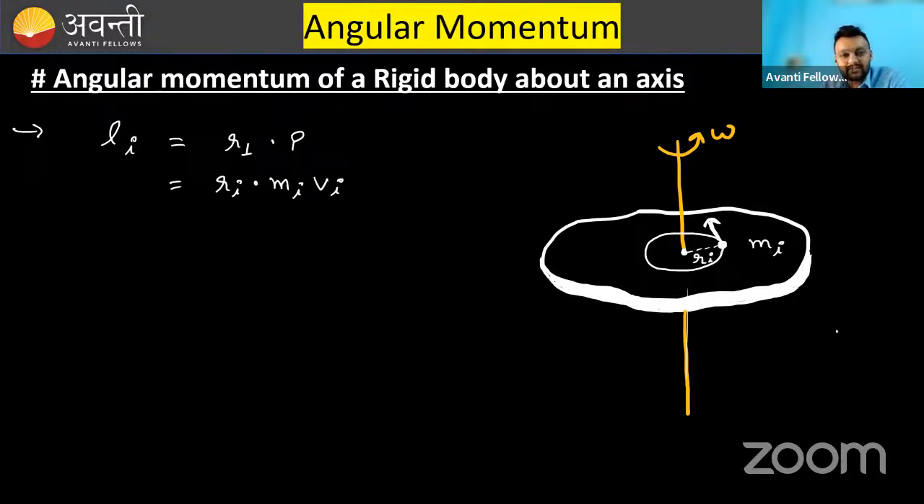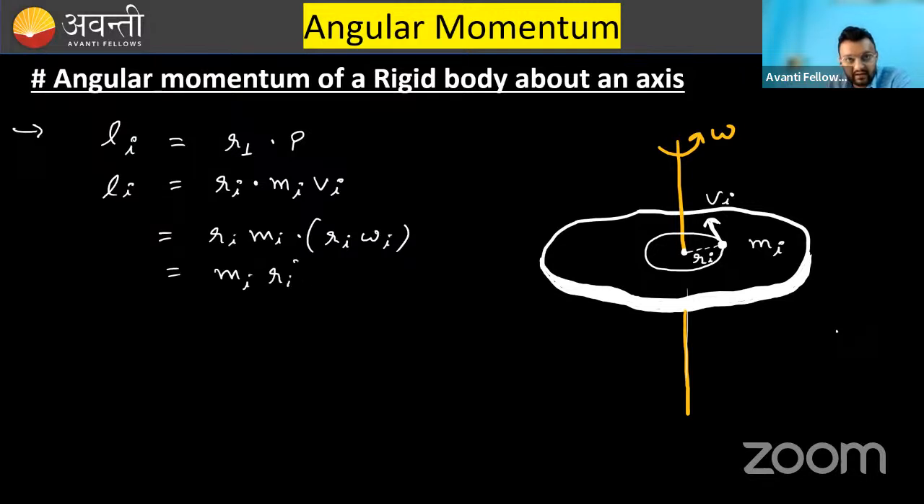Just don't get confused with those i terms. These are just the notation for the ith particle. So now Ri is here, Mi is here. Do you know that this linear velocity is r omega? We have discussed it in the previous lecture. So it will become Mi Ri square into omega. This is the angular momentum of the ith particle.